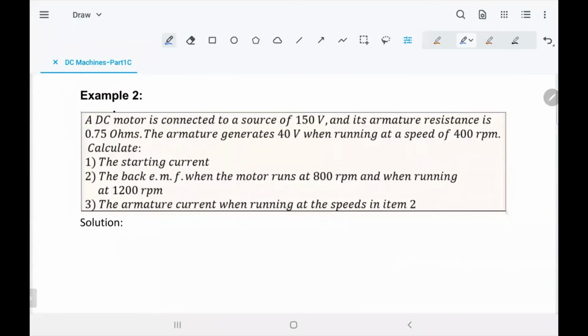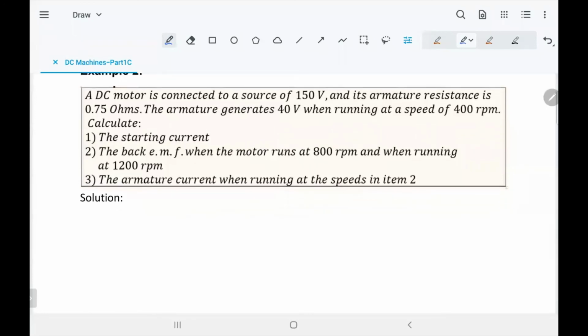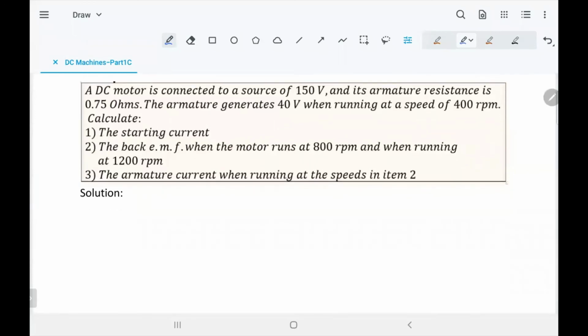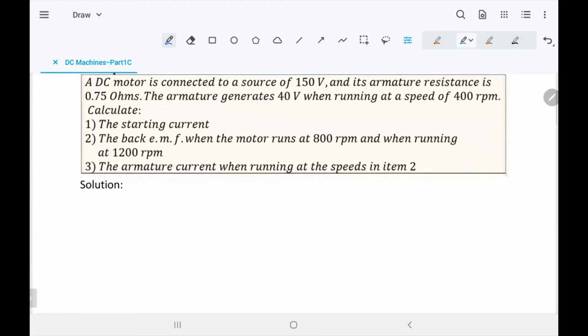That's problem number 2. I was optimistic. I have like 5 examples of that. A DC motor is connected to a source of 150 volts. I'm going to explain what's coming today and next lecture. That will be a separately excited DC machine.